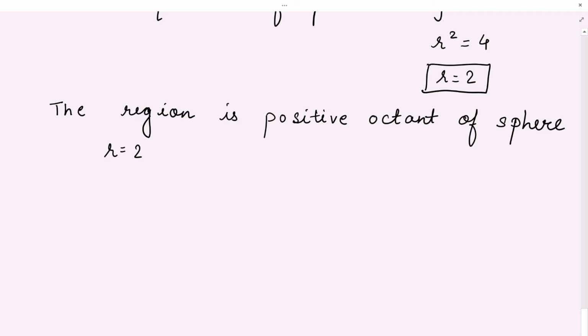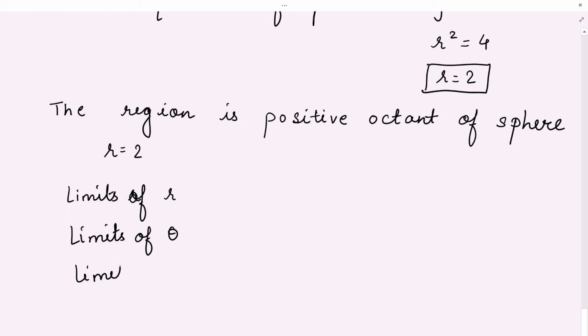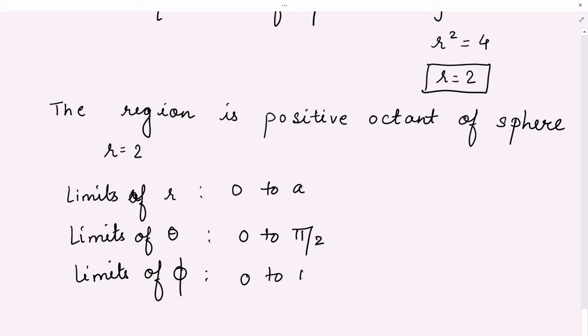Okay, so now the limits for r, theta and phi. These are the standard limits we have seen in the earlier class. Limits of r will be 0 to a, theta will be 0 to pi by 2 because it's a positive octant, and phi also will be 0 to pi by 2.